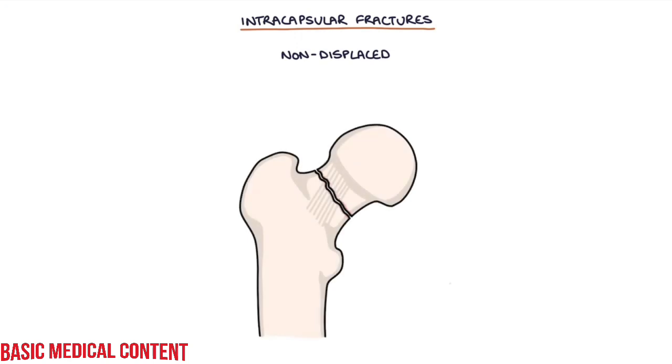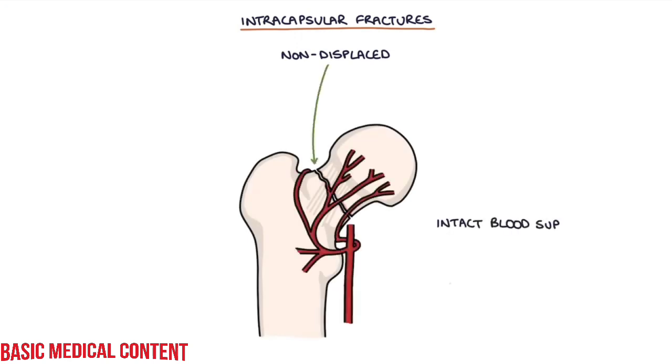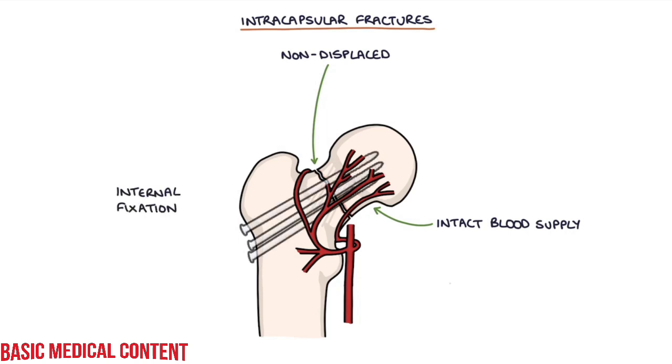Non-displaced intracapsular fractures may have an intact blood supply to the femoral head, meaning it may be possible to preserve the femoral head without avascular necrosis occurring. They can be treated with internal fixation, for example with screws, to hold the femoral head in place while it heals.